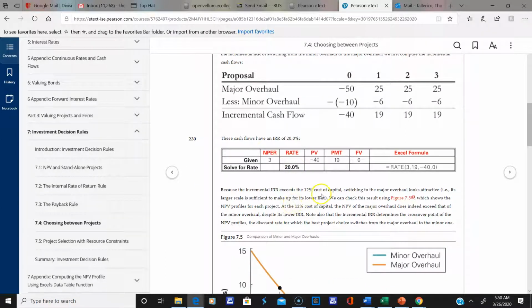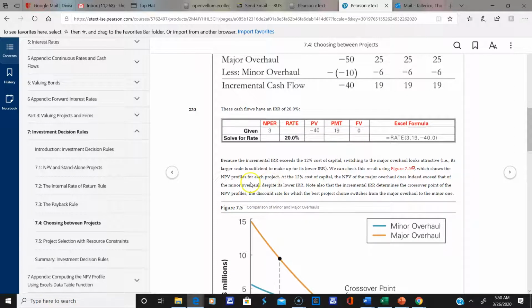And because this incremental return exceeds the 12% cost of capital, switching to the major overhaul looks attractive. Its larger scale is sufficient to make up for its lower internal rate of return. We can check this result, and now here's the figure I was talking about, which shows the net present value. We look at the net present value profiles all the time. Okay, we always have to look at those for each project. At the 12% cost of capital, the net present value of the major overhaul does indeed exceed that of the minor overhaul, despite its lower internal rate of return.